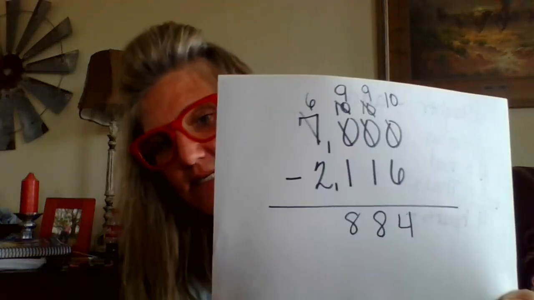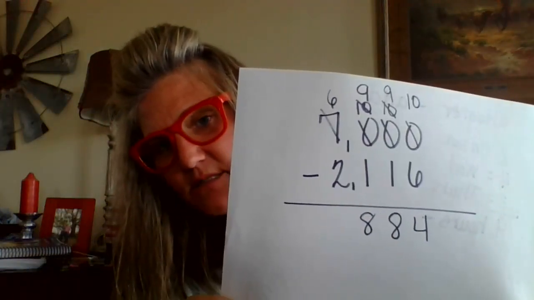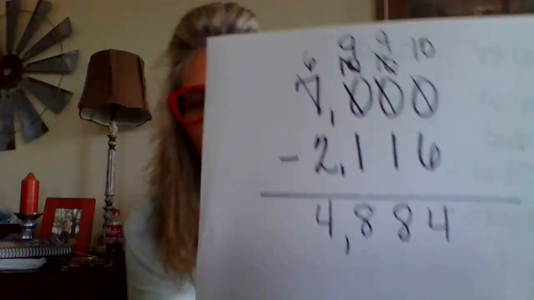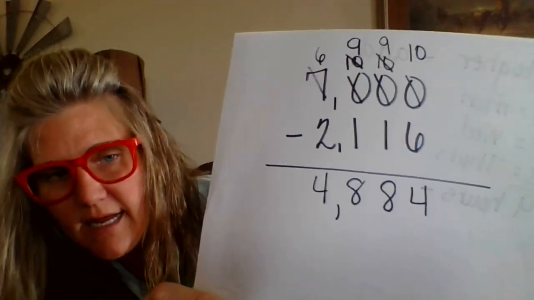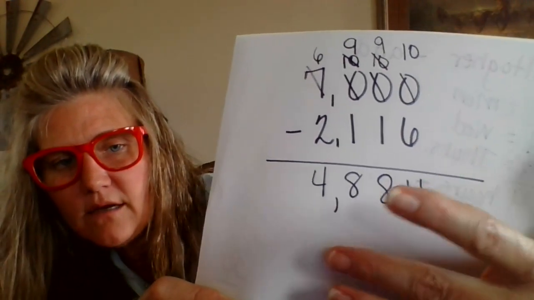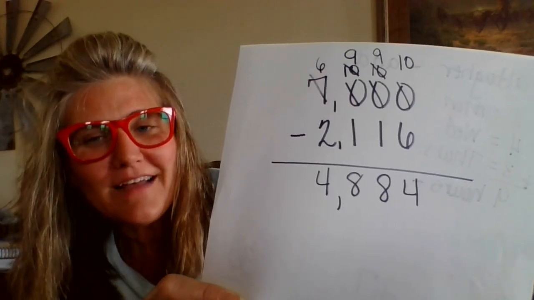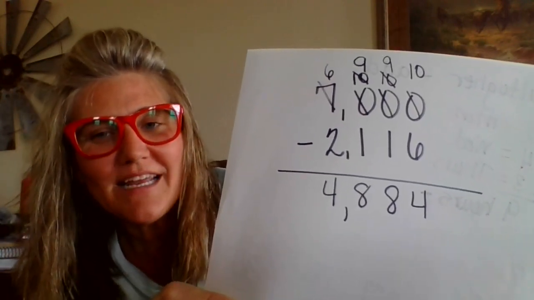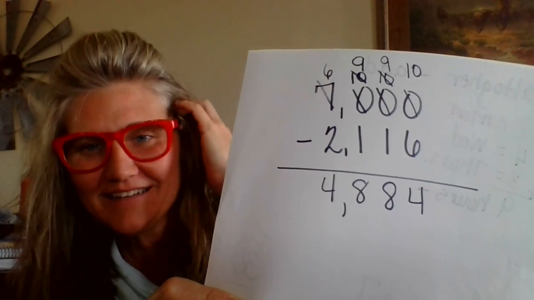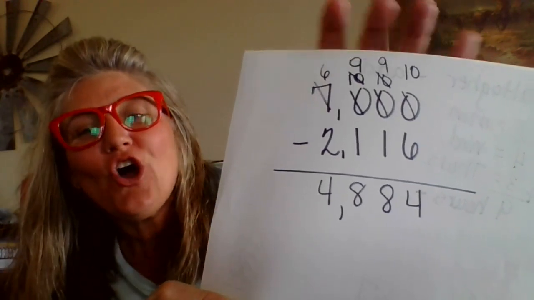9 minus 1 is 8. Another 9 minus 1 is 8. And then we have 6 minus 2. 6 minus 2 is 4. I'm going to put my comma right there between the 4 and the 8. 1, 2, 3, comma, 1. Okay? I know that sounds silly what I was doing, but I'm trying to get y'all to get it in your head, okay? This is hard.